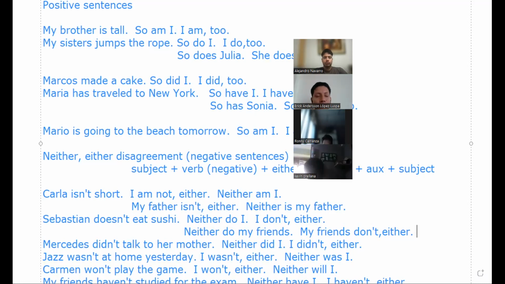Yes. When we have to use either, is it either plus subject plus auxiliary verb? No. Subject plus auxiliary plus either. Exactly. Subject plus auxiliary verb in negative plus either. And remember that when you use either, you need a comma. I don't, comma, either.